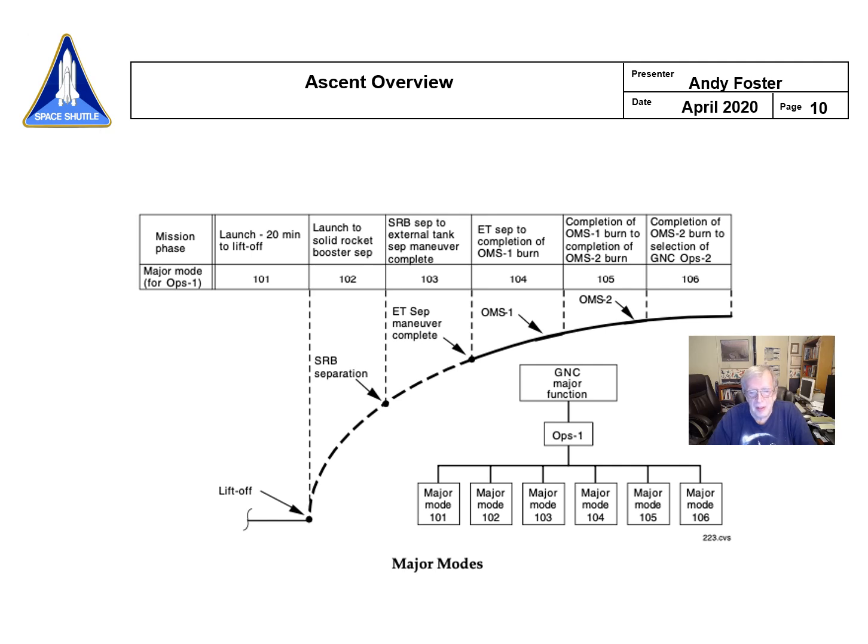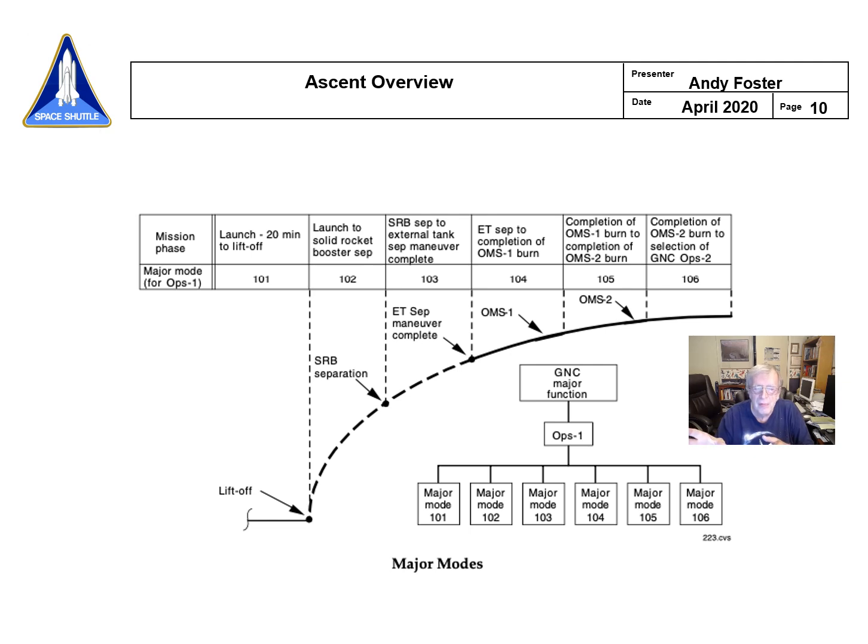So here we're showing the ascent software, since that's what we're going to be talking about. We talked about major mode or major function or ops 1, but within each ops mode there was a major mode, and this shows the major modes and relates them to different parts of the ascent. The very first one, when we got to ops 1, and I'll show you in the count where that was, was ops 101, which ran from launch T-minus 20 essentially to liftoff, and then at the instant of liftoff, the software automatically moded to major mode 102, and it stayed with you through first stage flight.